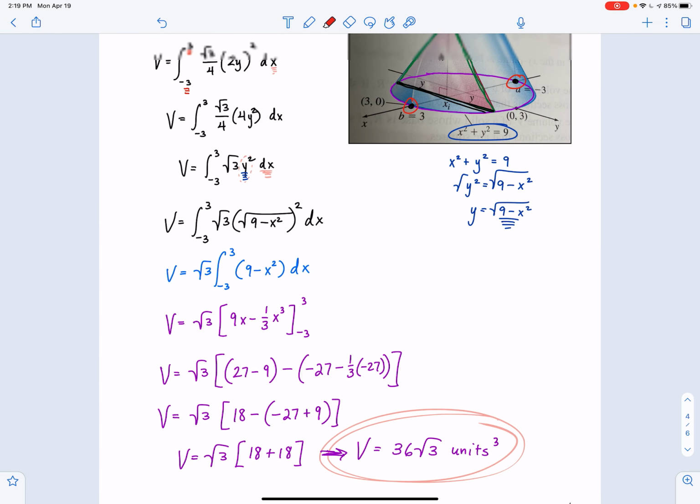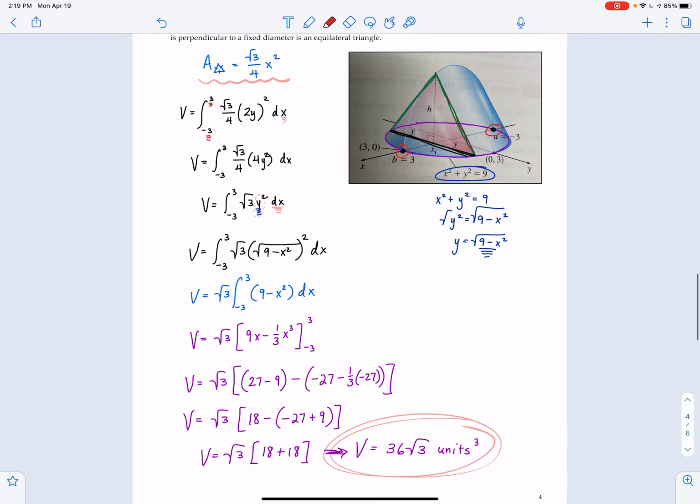So just to be really clear, we're starting with a flat shape. In this case, it was a circle. We're lifting up an equilateral triangle out of that shape and adding up all of those triangular cross sections, and we get this total sum of 36 root 3, which means the volume of this blue gumdrop shape is 36 times the square root of 3 cubic units. Cool. That is one example.